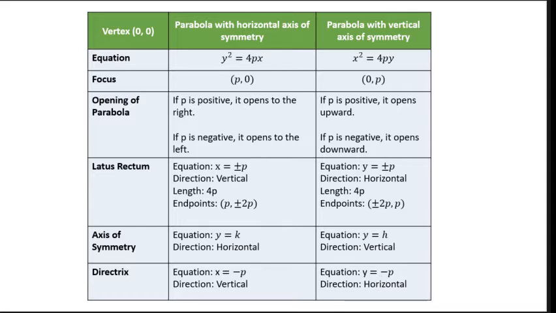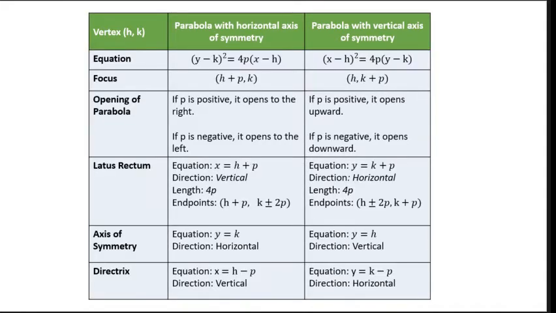Moving on, we also have a parabola with vertex not in the origin, rather it is anywhere in the Cartesian plane, and we will represent that point as (h, k). So here is the summary table of a parabola with vertex (h, k). This is the equation, the focus, the opening of the parabola, the latus rectum. Same with the axis, as for the parabola with vertex (0, 0). So you may just pause the video and copy the table for you to master this while answering different examples later.